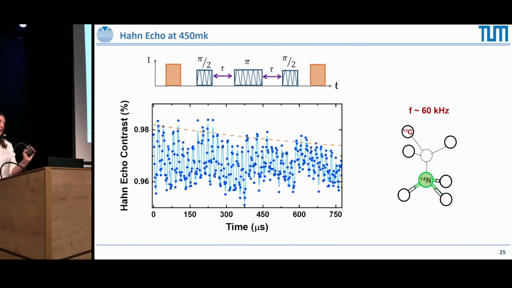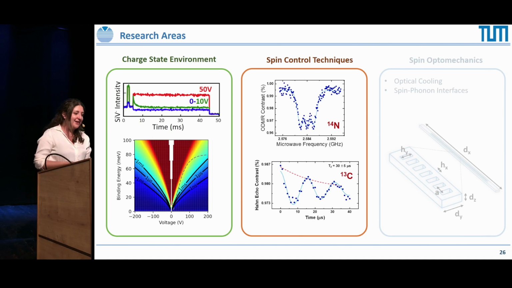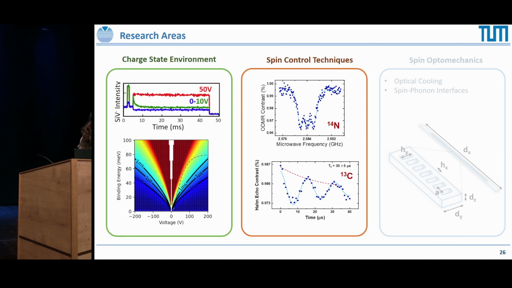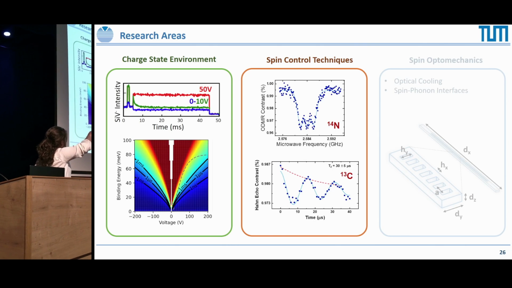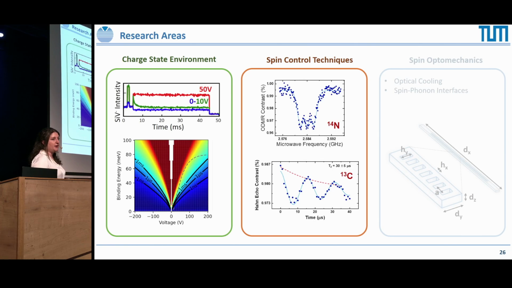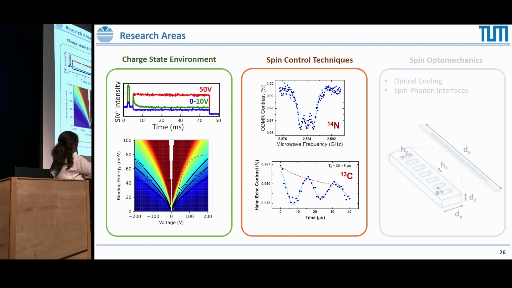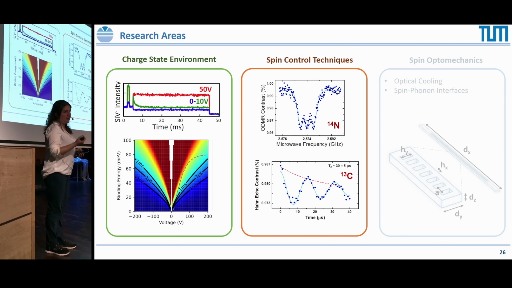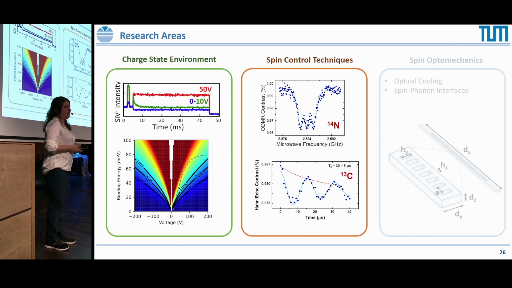So this brings me to the end of my talk. I hope I was able to convince you that we can a little bit understand and pacify the charge state environment for group 4 color centers in diamond, and that we are taking our first steps into doing full spin control of NV color centers at millikelvin temperatures.